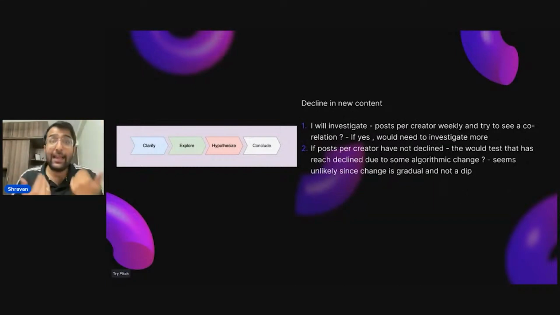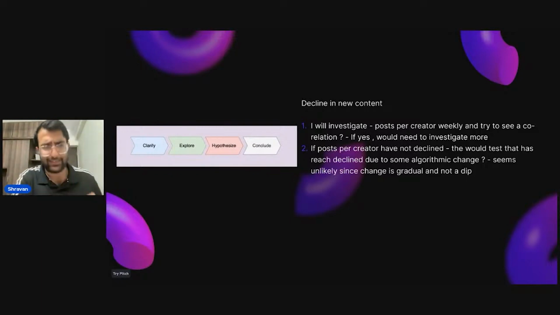Second, decline in new content. I will investigate posts per creator weekly and try to see a correlation कि क्या number of posts per creator has gone down. If yes, then I need to investigate more. If the posts per creator have not declined, that would test whether the reach declined due to some algorithmic change. Seems unlikely since the change is gradual and not a dip. Because if there is an algorithmic change, right, the reach will automatically go down.